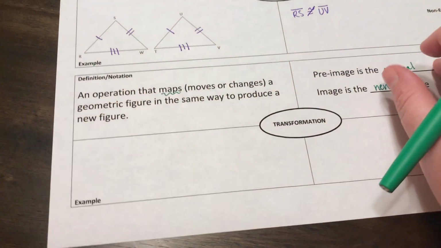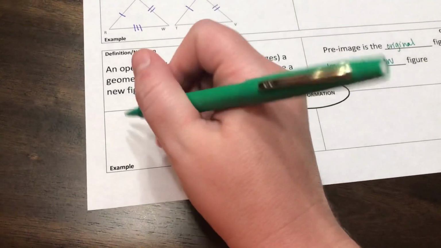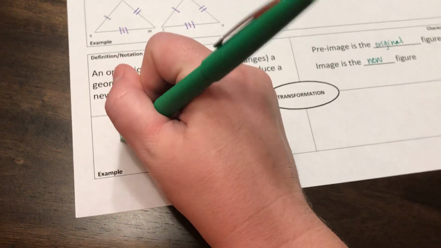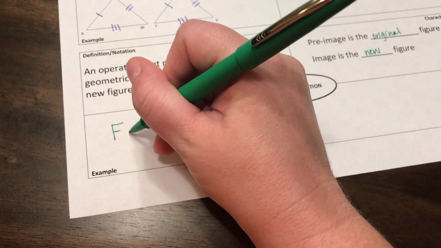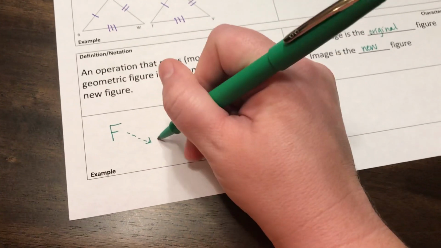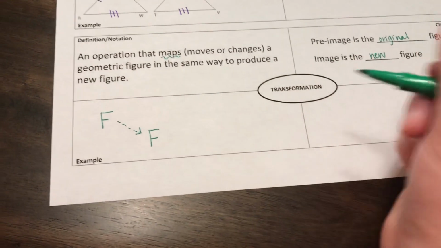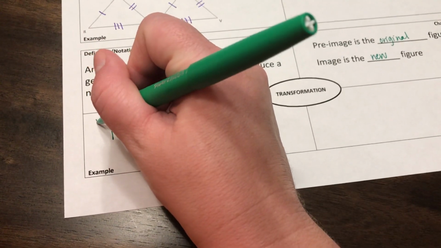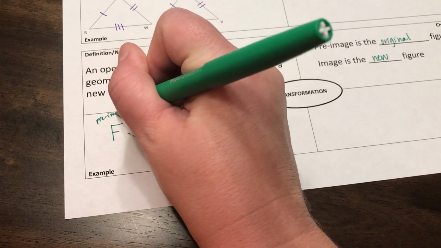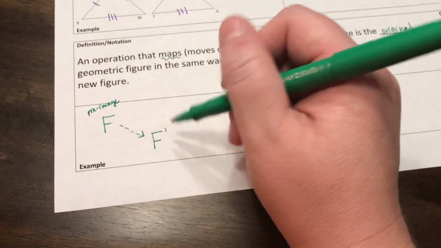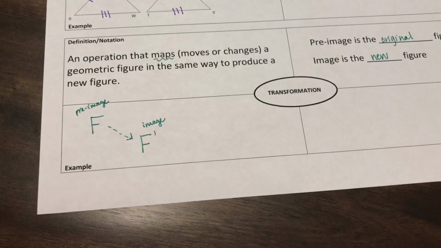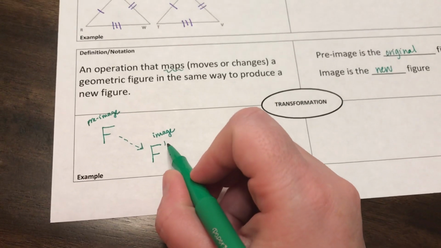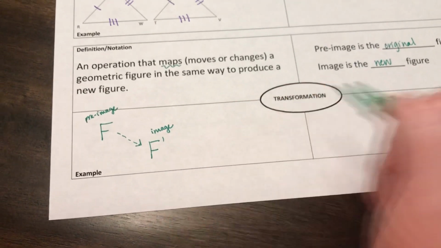So transformations can happen in lots of different ways. We can have transformations of figures like the alphabet, where maybe we are going to slide it and go from F to F prime. And this image right here is going to be the pre-image, the image that we started with. And after our translation, our final image is going to be that F prime. And we're going to put that little prime to indicate that that is after the movement.